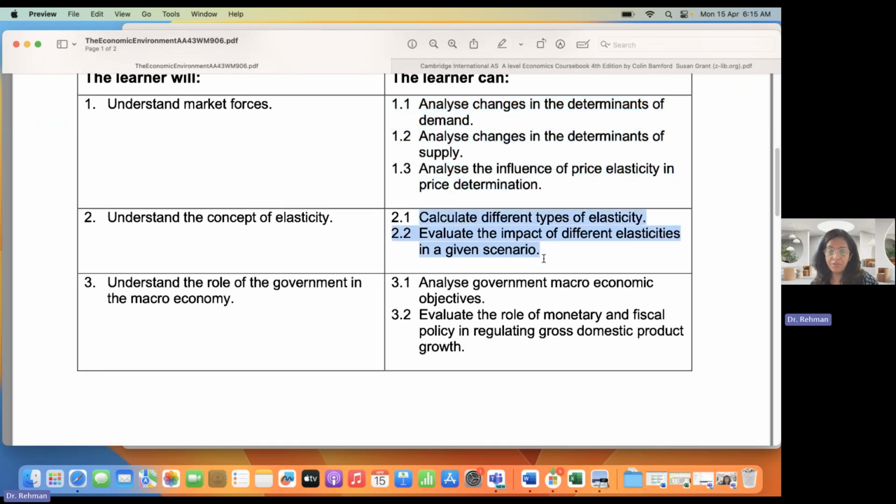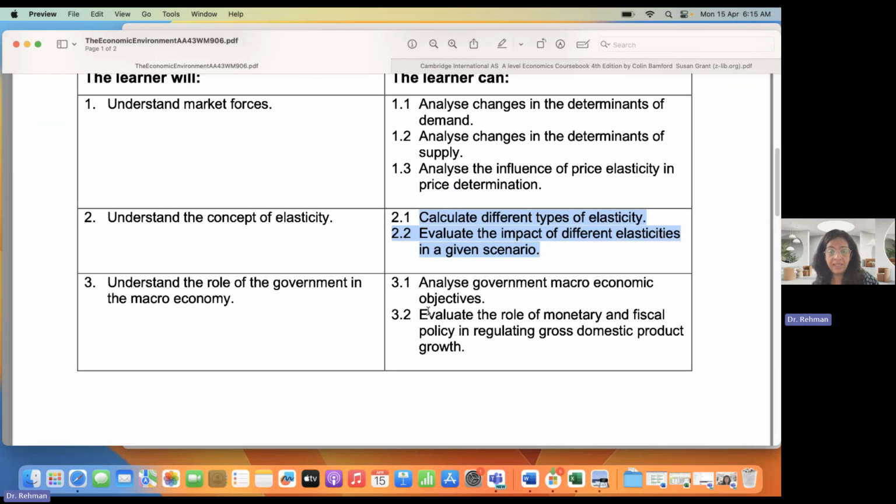If you've understood the first learning outcome, the second would be relatively easy because here you just have to do the calculations of price elasticity and the evaluation of the impact of different elasticity in a given scenario. I have made it really application based. So I have given you scenarios, I have given you formulas and questions to solve. You just have to put in a little bit of logic. How will it impact and how will you calculate?